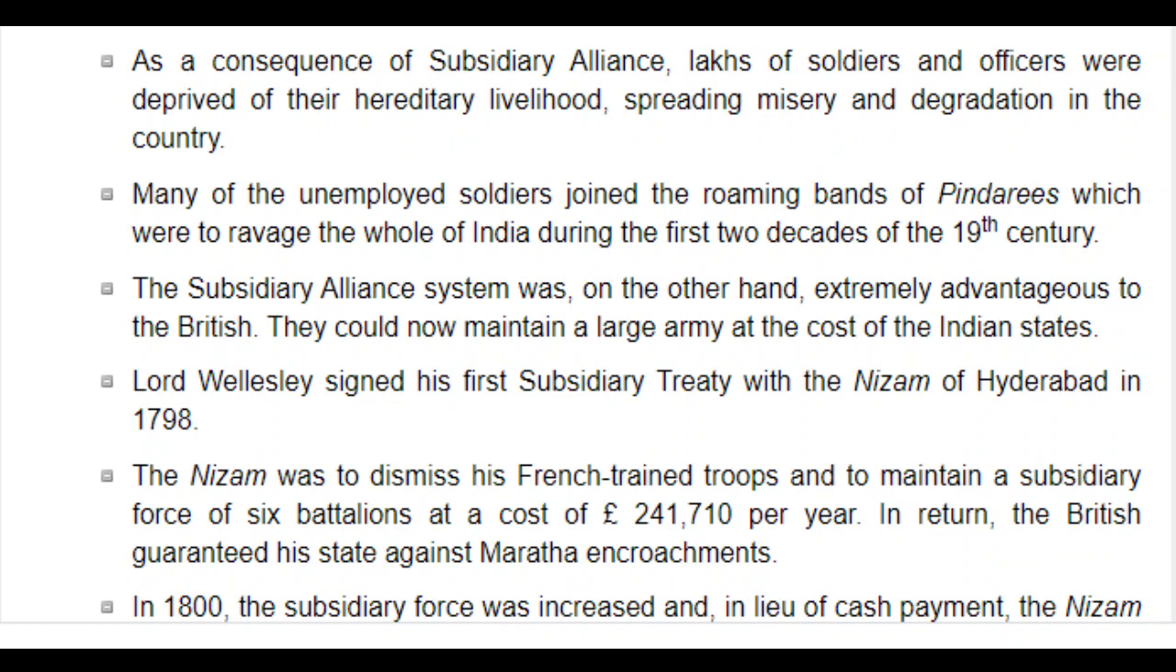Lord Wellesley signed his first subsidiary treaty with the Nizam of Hyderabad in 1798, as we learned earlier. The Nizam was to dismiss his French trained troops and to maintain a subsidiary force of 6 battalions at a cost of 241,710 pounds per year. Imagine the cost at that given point of time. We're not talking about today's current situation. 241,710 pounds per year the Nizam had to spend in order to maintain the 6 British battalions.